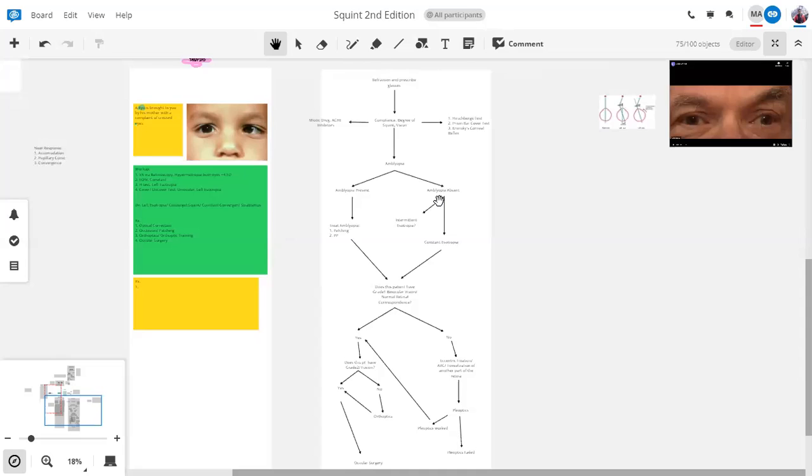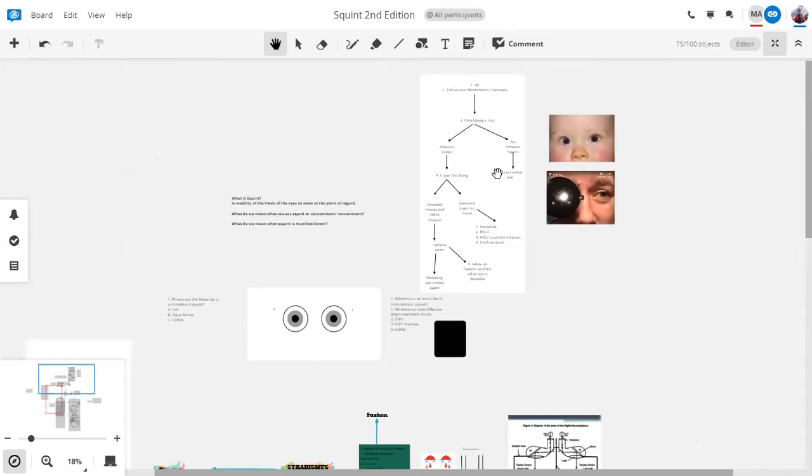I'll send them ahead. So after we resume, I'm going to end this now. After I come back, we want to discuss the different types of surgery for squint, and then we will discuss this algorithm, but this time for latent squints. Okay? So I'll be back in a minute.